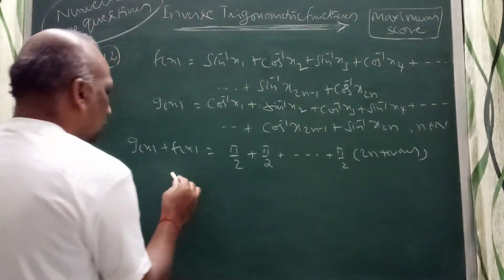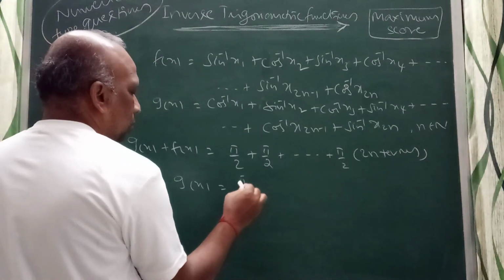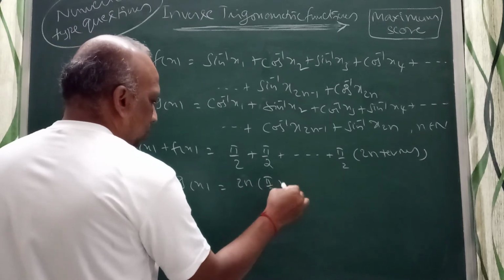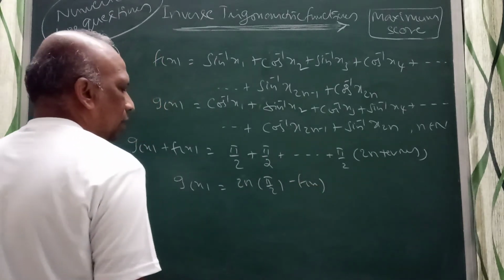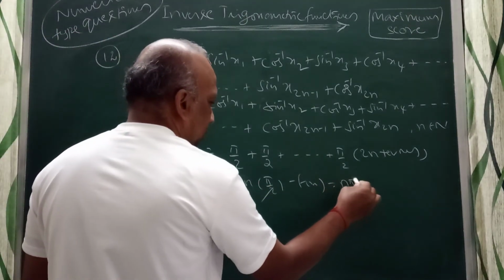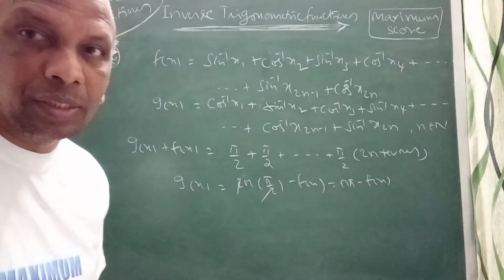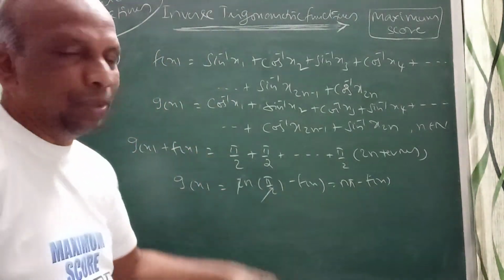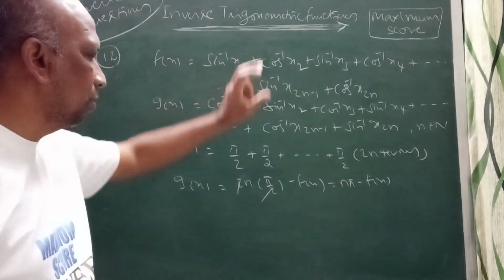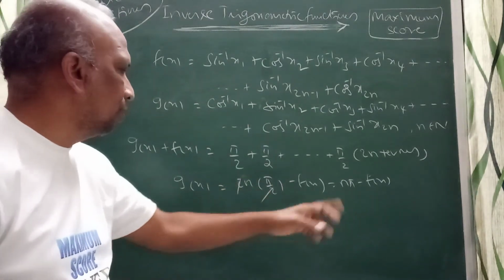So g of x plus f of x equals pi by 2, 2n terms, so 2n into pi by 2, I can cancel, n pi. When I have taken g of x plus f of x, total 2n terms, each one sums to pi by 2, we will get g of x plus f of x equals n pi. Transfer this one: g of x equals n pi minus f of x.